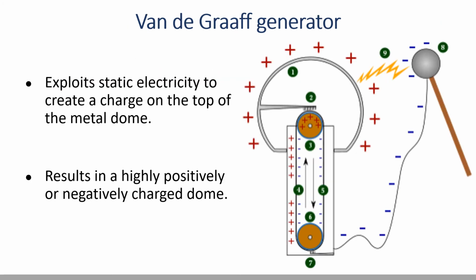And finally, when we get back to school, we'll be looking at the Van de Graaff generator, and this exploits static electricity to create a charge on the top of the metal dome. It results in a highly positively or negatively charged dome. In this situation, it's positive. So you can see the comb maybe at the top of the dome, or in the middle of the dome, that rubs electrons from the dome and takes them down to the earth, and therefore leaves behind a highly positively charged dome.